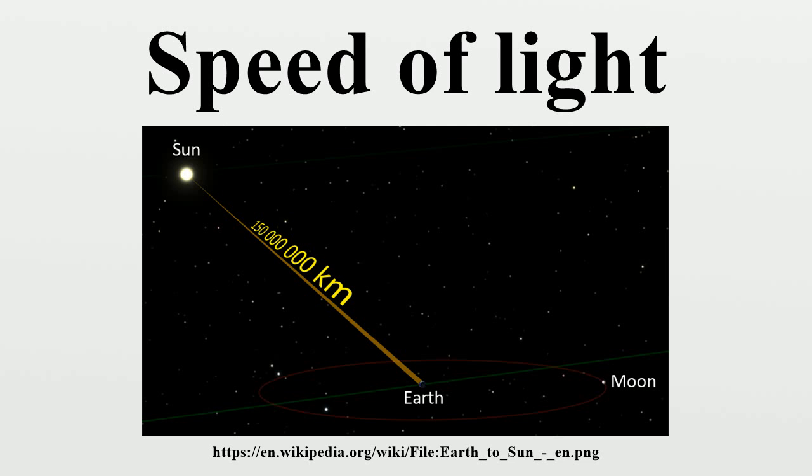The speed of light is the upper limit for the speeds of objects with positive rest mass, and individual photons cannot travel faster than the speed of light.